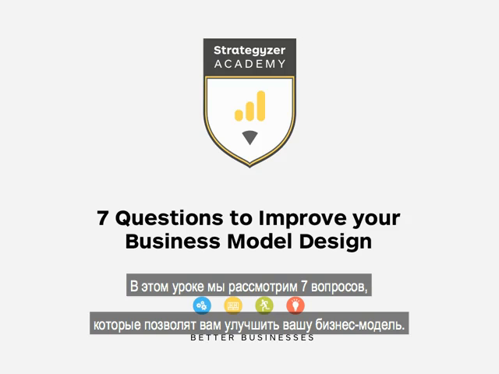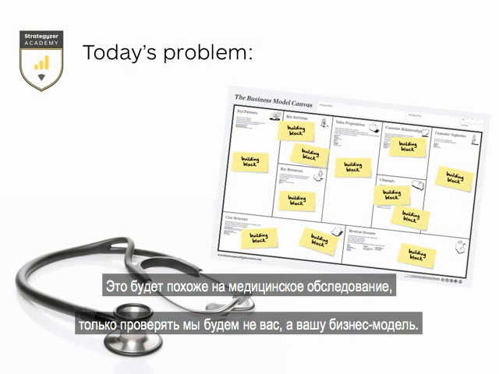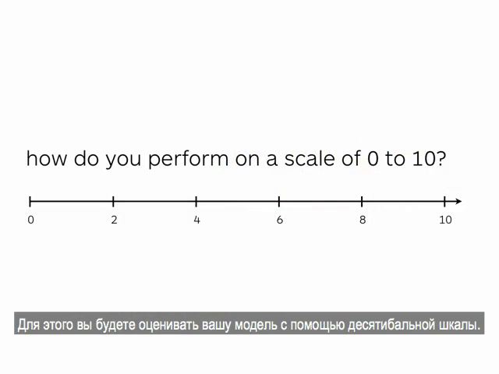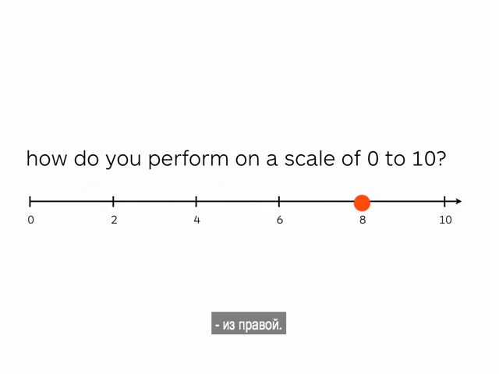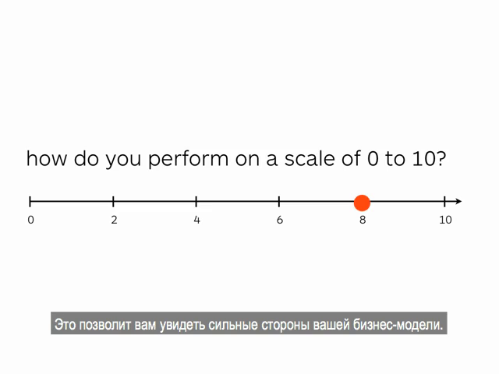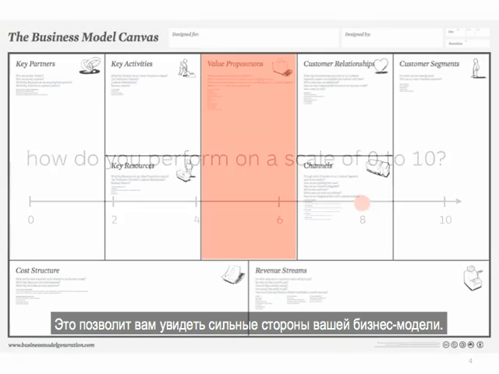In today's lesson at the Strategizer Academy, we're going to look at 7 questions to improve your business model design. It's a little bit like going to the doctor, but you're not going to do a checkup of yourself. You're going to do a checkup of your business model. And to do so, you're going to rate your business model design on a scale from 0 to 10. If you perform badly with your business model design, you'll be more on the left-hand side. If you perform well, you'll be more on the right-hand side. And this will show you the strength of your business model design.